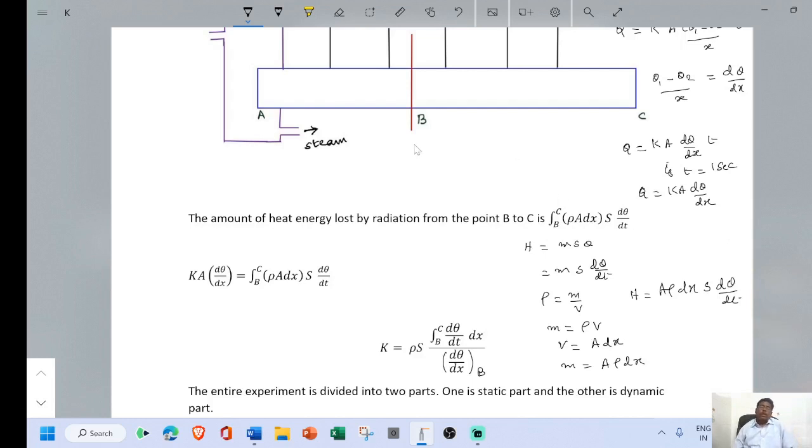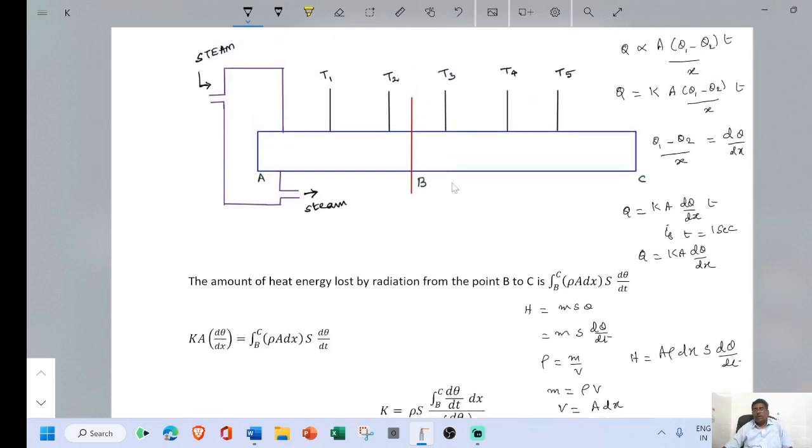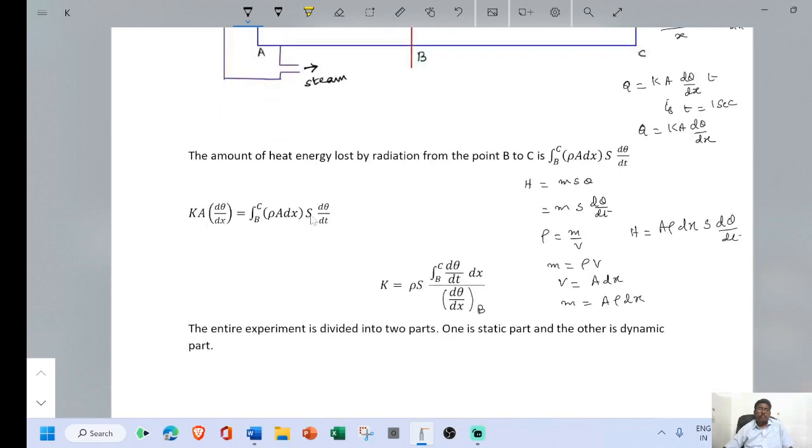Now, the quantity of heat energy crossing the point B in unit time should equal the amount of heat energy radiated between the points B and C. Here, we may cancel A since it is present on both sides. Then the value of K equals the integral of ρS (dθ/dt) dx, whole divided by dθ/dx at the point B. This is the value of K.